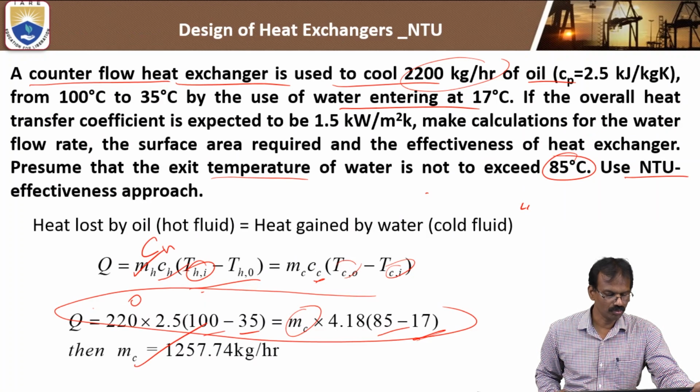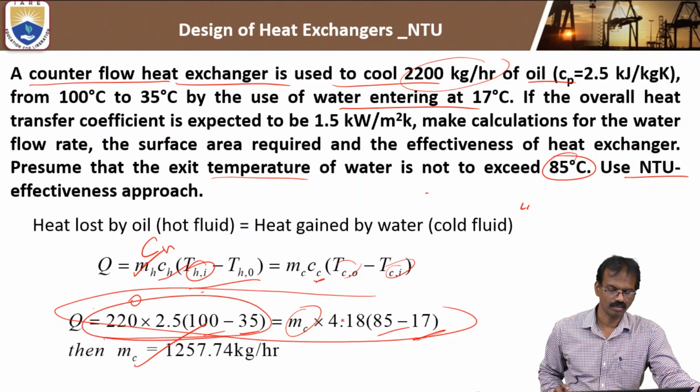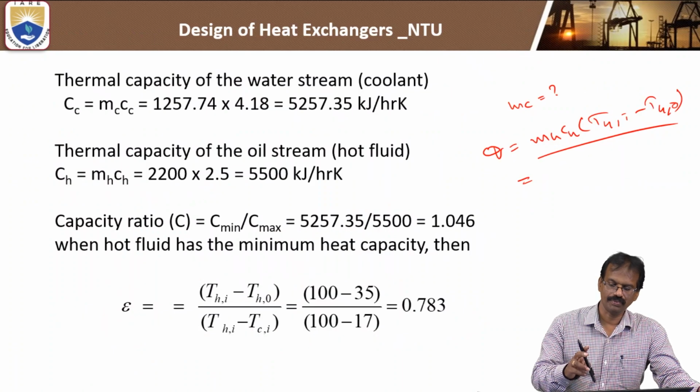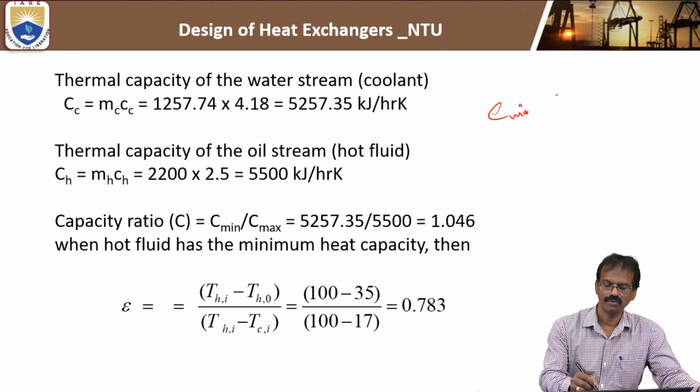So Q is equal to this here also. You can find out this is the Q. Okay. Then we have to find out the effectiveness. For effectiveness, we should understand which specific heat is minimum and which is maximum. So we have to identify C minimum and C maximum.